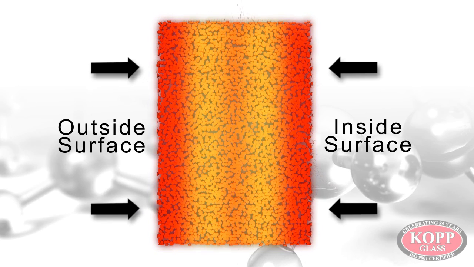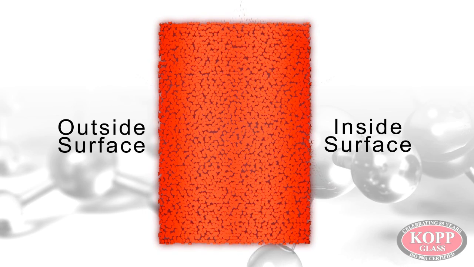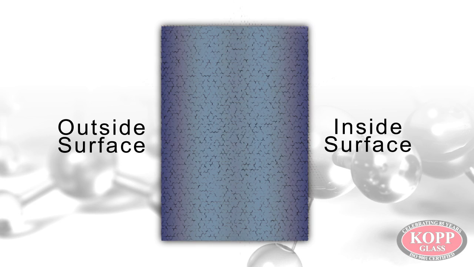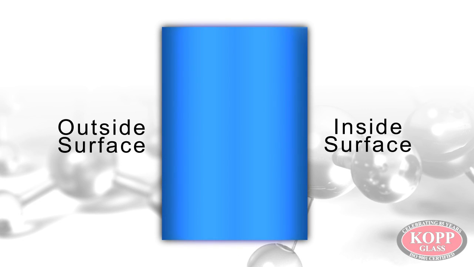At the annealing temperature, which must be above the glass transition temperature, the atoms in the glass reorient. As the glass cools through the transition temperature to the strain temperature, atoms become rigid in the glass structure.